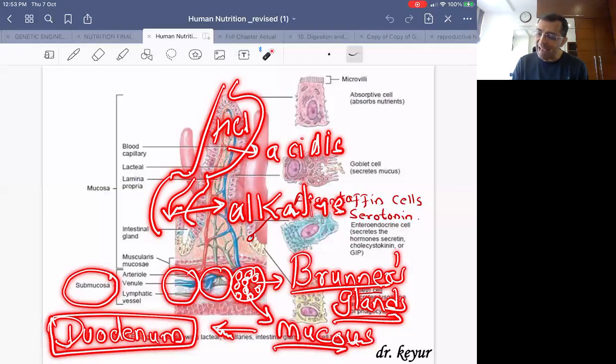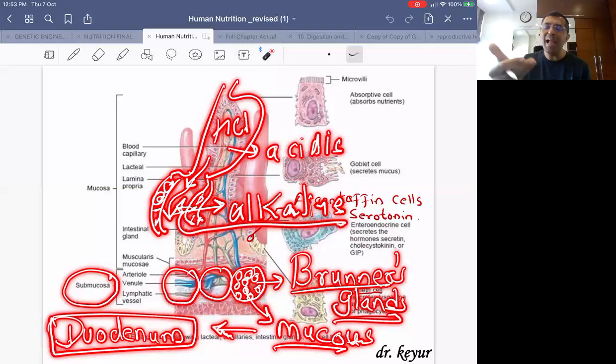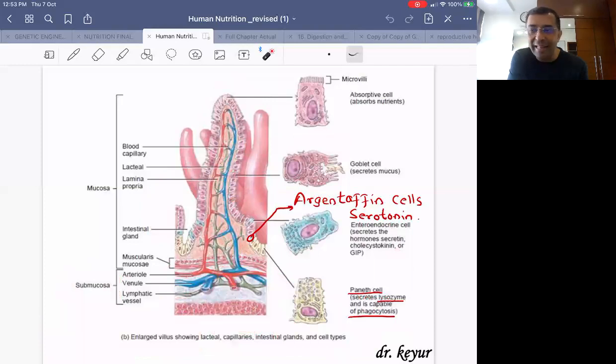So, in alkaline pH the intestinal enzymes get activated. As soon as the acidic chyme enters the duodenum, your Brunner's glands in the submucosa of the duodenum give out the alkaline mucus, which will neutralize the hydrochloric acid and make the pH of the small intestine alkaline, thereby activating those intestinal enzymes.